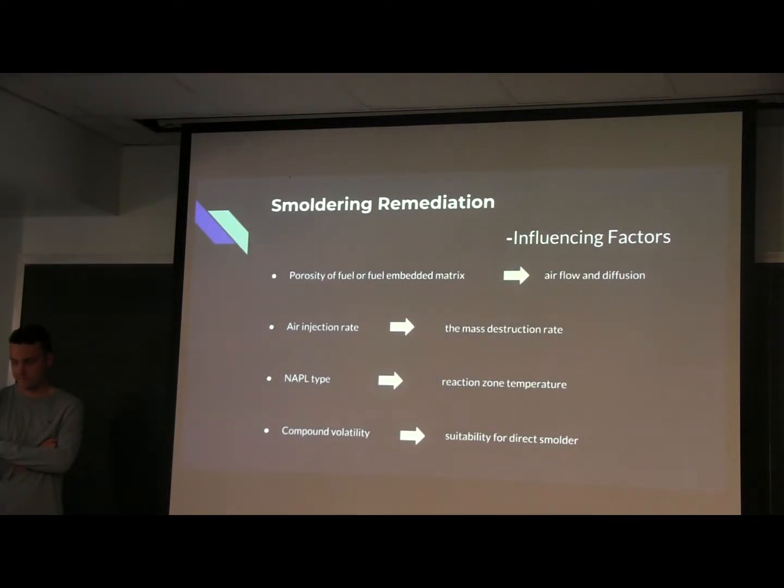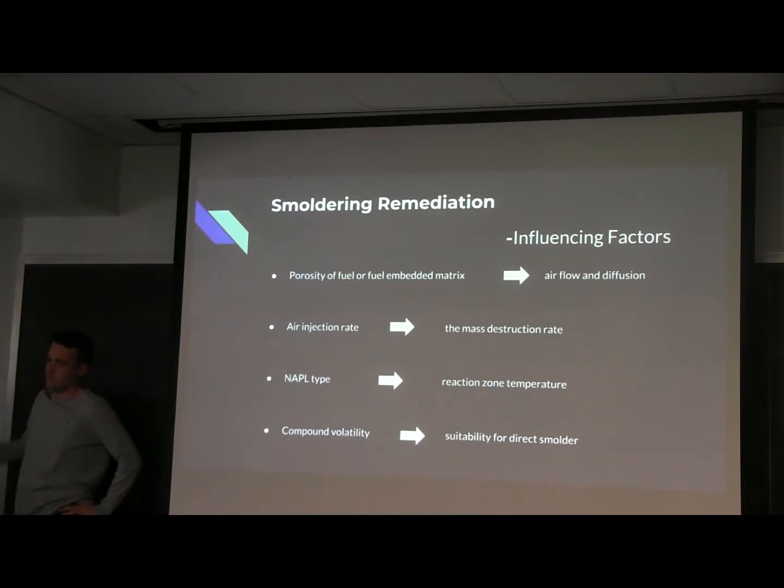The influencing factors of smoldering remediation are, firstly, the porosity of the fuel or fuel-embedded matrix, because the reaction requires air to flow to and then diffuse into the fuel surface. Secondly, the air injection rate also matters, because the propagation rate is linearly dependent on the rate at which air is injected, which means the velocity of the mass destruction is easily controlled by manipulating the air injection rate.